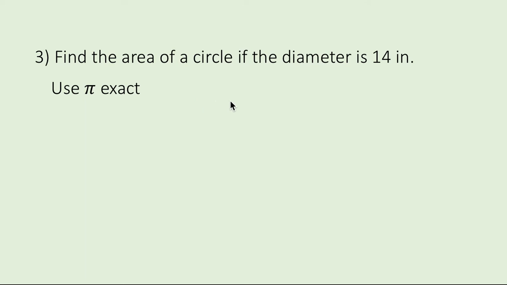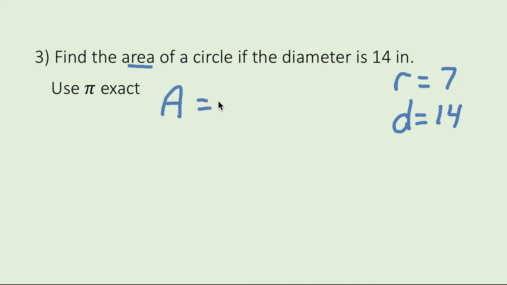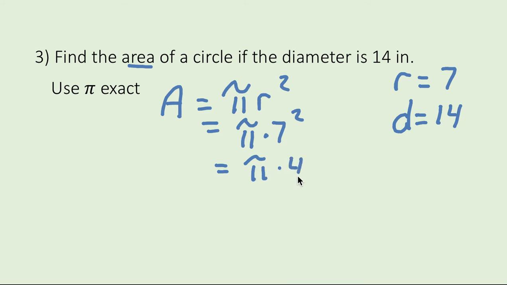Problem number 3. Find the area of a circle if the diameter is 14. So this one here, we're starting with the diameter is 14, which makes my radius 7. We're going to find the area of the circle. Area equals pi r squared. Going to use pi exact. Pi times 7 squared, which is pi times 49, which is 49 pi. And what unit? Inches to the second power. The reason I wrote this is so that I wasn't tempted to put a 14 in there. Okay? All right, let's move on to the next problem.